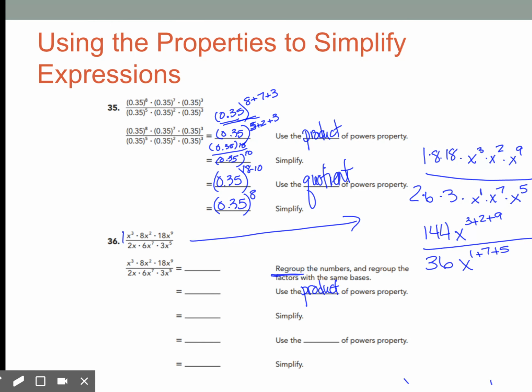Okay, and now I'm going to simplify that. This is my next step in the simplifying. So first, to simplify, I'm going to keep 144 over 36 because I know I can make that smaller. And the next step, gotta extend my line. x to the 3 plus 2 is 5, plus 9 is 14, and 1 plus 7 is 8, plus 5 is 13. All right, so now I'm going to apply the quotient of powers rule.